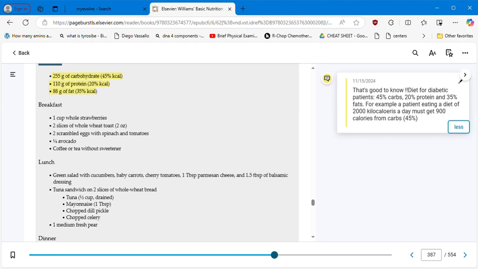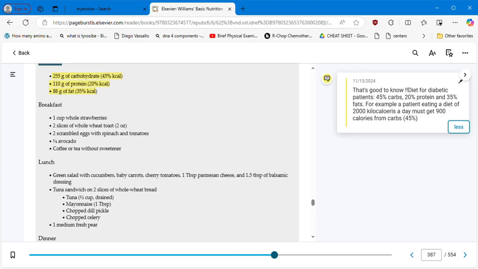And then for breakfast, this is a very nice example. A cup of whole strawberries. You remember I mentioned strawberries, any type of berries are low fructose. Two slices of whole wheat toast, and two scrambled eggs with spinach and tomato. Wow, delicious, this diet, right? And a quarter of avocado, and coffee or tea without sweetener. This is very similar to one of my breakfasts. Sometimes I put bell peppers or onions. A quarter of avocado, I have to work on that because we love avocado here at home, so I usually put half an avocado.